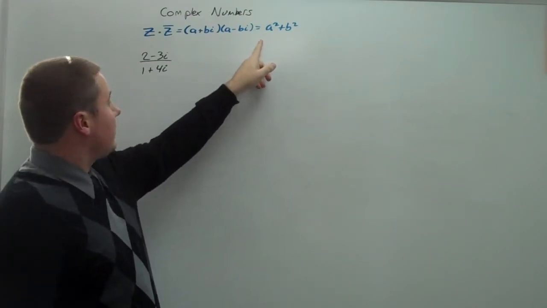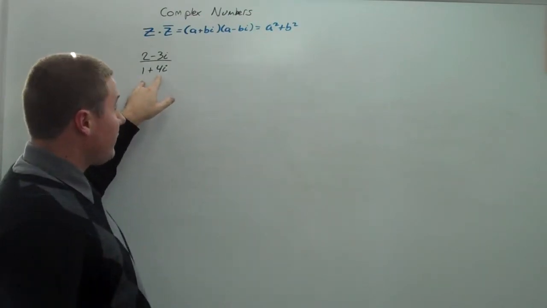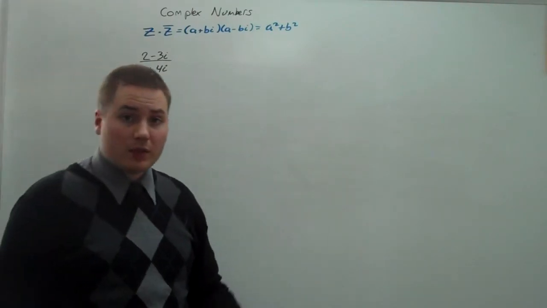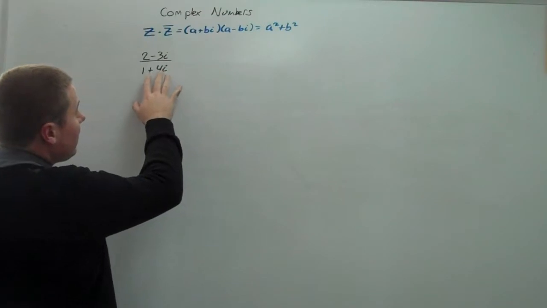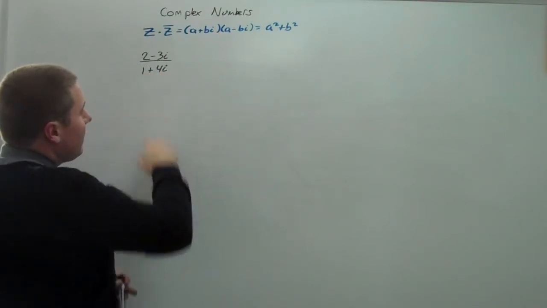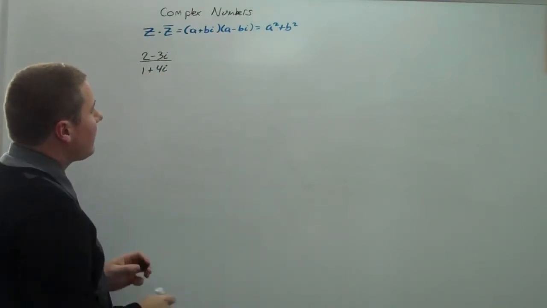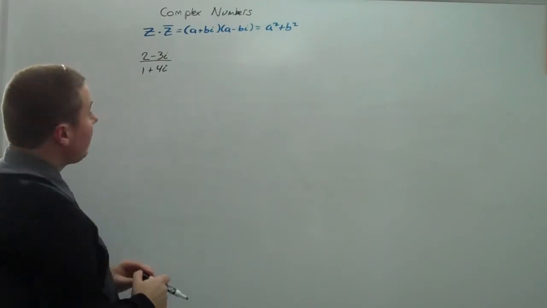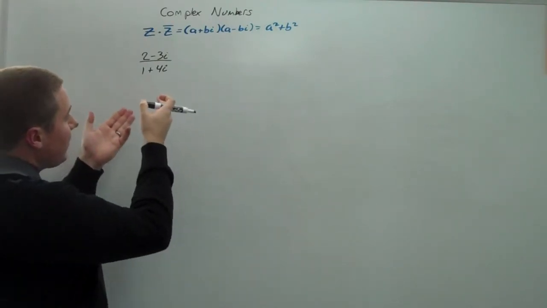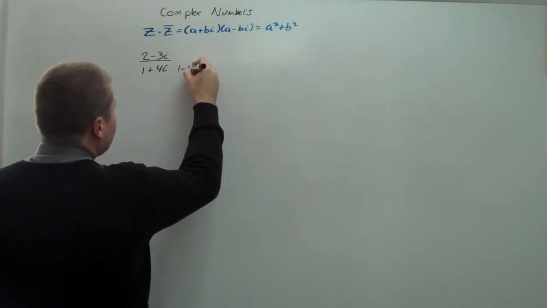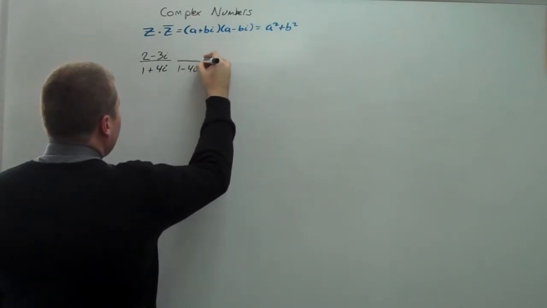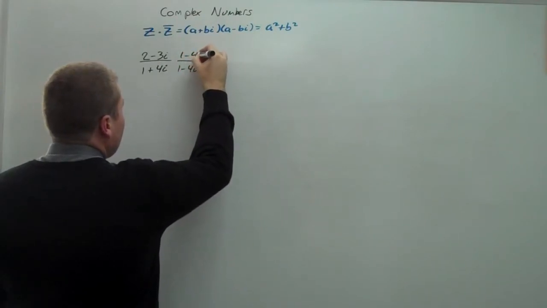But the upshot is that we only have to know the coefficients here in order to find out what the multiplication is. So looking at this division problem, I want to clear the complex numbers out of the denominator. So I multiply by the complex conjugate of the denominator. The complex conjugate is the same number but with a subtraction in between. So 1 minus 4i. And what I do to the bottom I must do to the top.